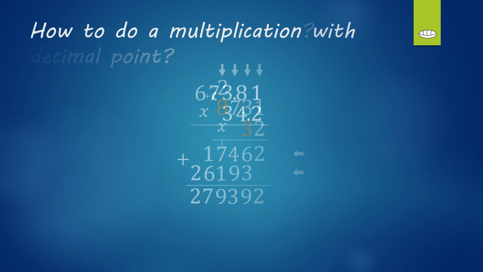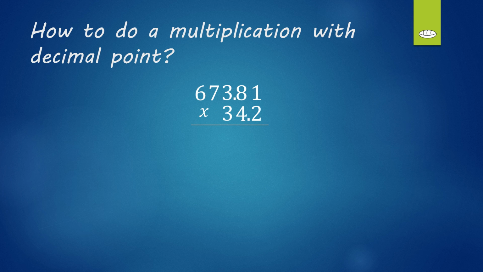How to do a multiplication with a decimal point. The first step is to sort the numbers by columns. No matter where the decimal point is located, both numbers will be written from right to left, placing the number with the most digits up and the one with the fewest digits below.